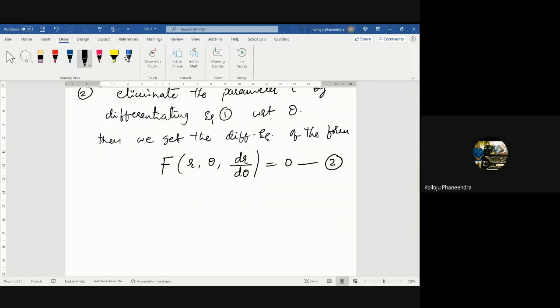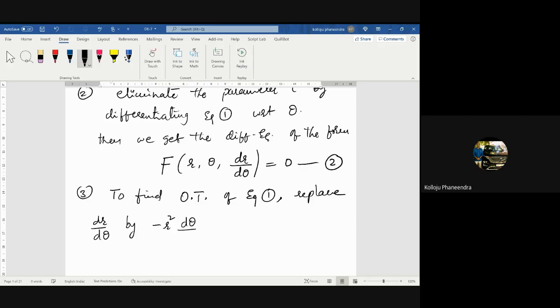Then third step, to find orthogonal trajectories. OT stands for orthogonal trajectories. To find the orthogonal trajectory of equation 1, replace dr by d theta by minus r square d theta by dr in equation 2. Remember this.